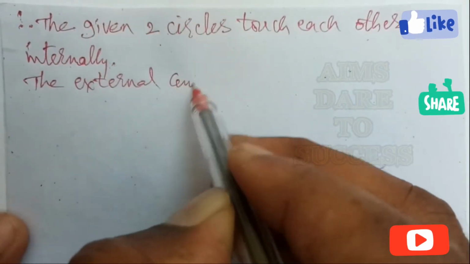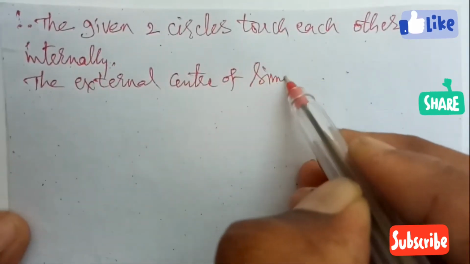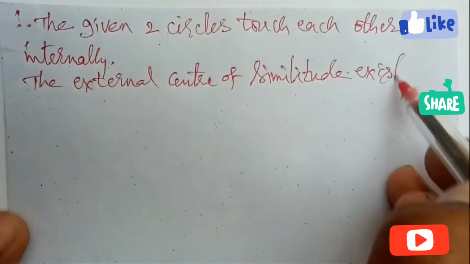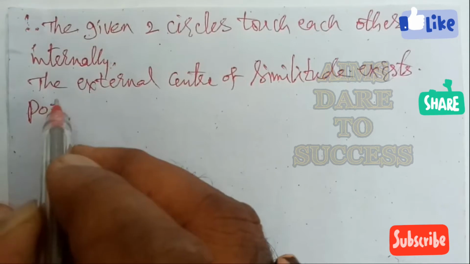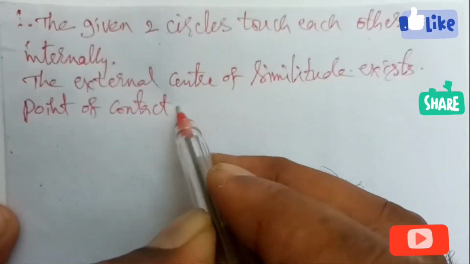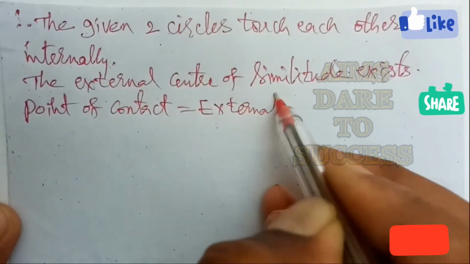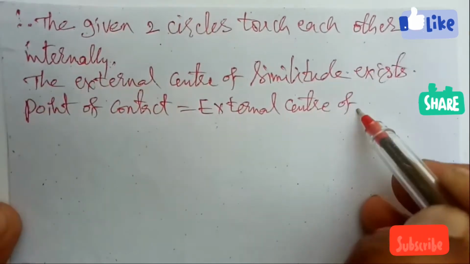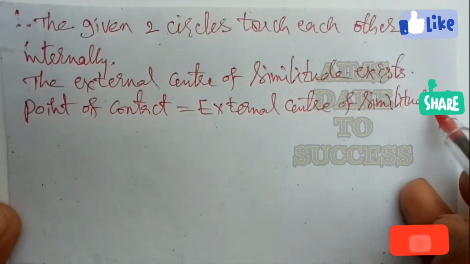And touching each other internally means the external center of similitude exists. External center of similitude exists means the formula from 10th class, the section formula. Very easy formula, my dear students. Please remember and continue. Now we want to find the point of contact, which is equal to the external center of similitude. Next we can write the formula.